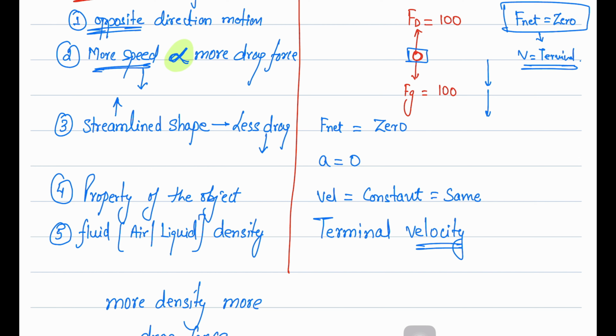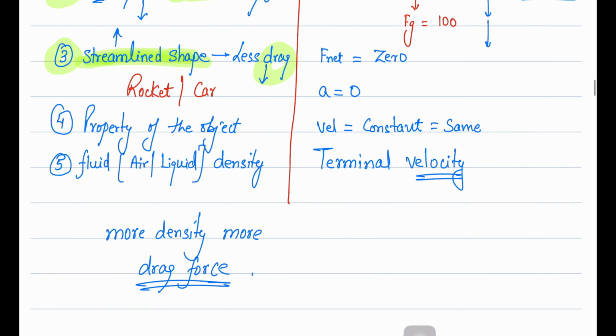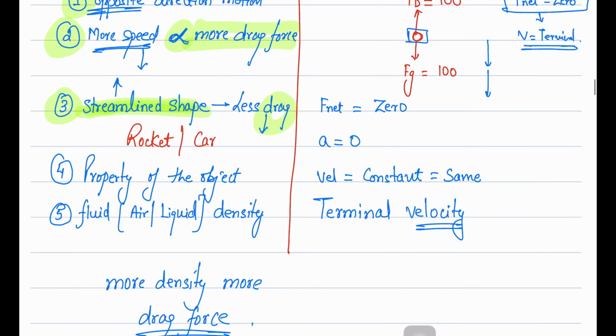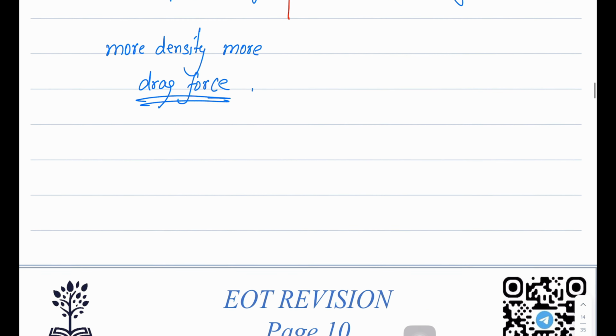Again, just opposite direction. Is it clear? First point, okay, easy. Second, more speed, means when something is going down with more speed, more drag force. This is very, very important. Streamline shape, if the shape is streamline, less drag force. Example, rockets, missiles, cars, all these are the examples. Property of the object, just like density. More density, more drag force. Clear? Okay, now let's solve the question.